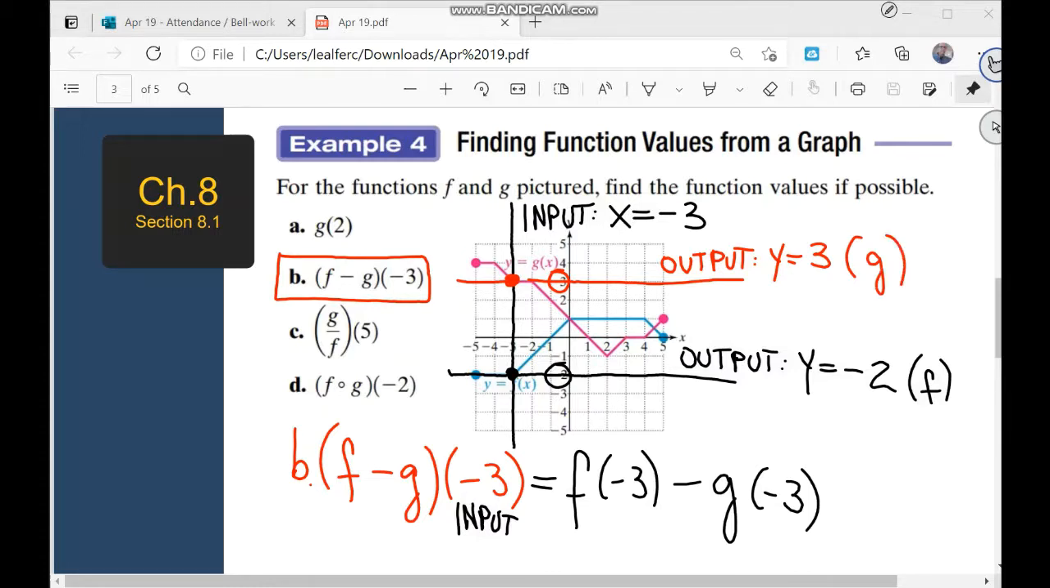Okay? So let's plug in. The output of f of -3 is -2. And the output of g of -3 is 3. That's -2 minus 3 equals -5.